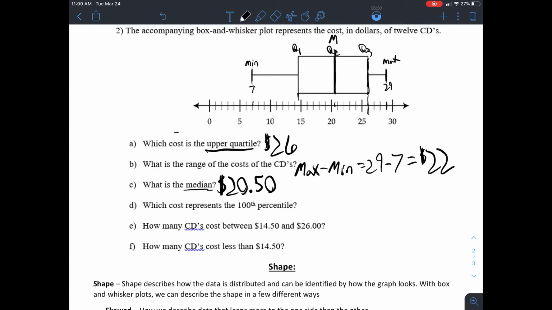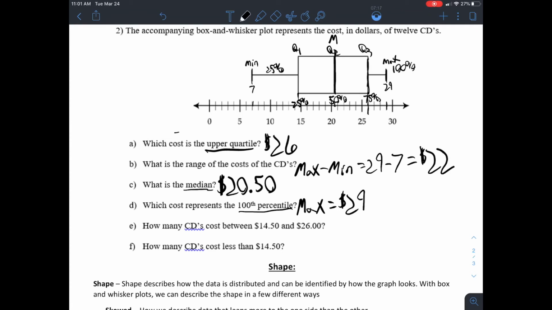D, which cost represents the 100th percentile? If 25% of my data is found between my minimum and my lower quartile, that would represent the 25th percentile. My median would represent the 50th percentile. My Q3 would represent my 75th percentile. And the only way to be in the 100th percentile is to be the maximum value. So whenever something asks you for the 100th percentile, it's asking you for the max. And our max is $29.